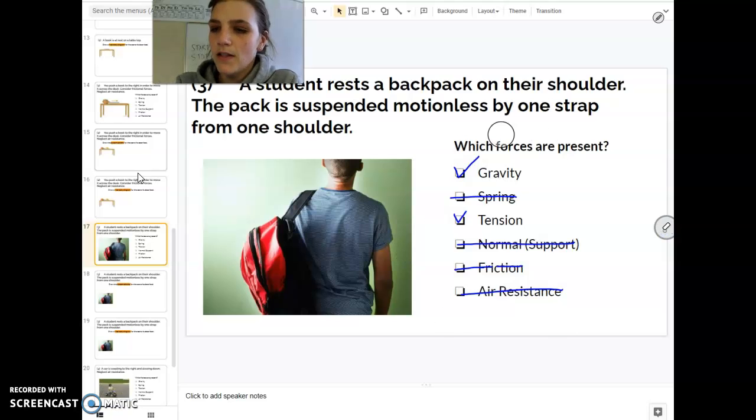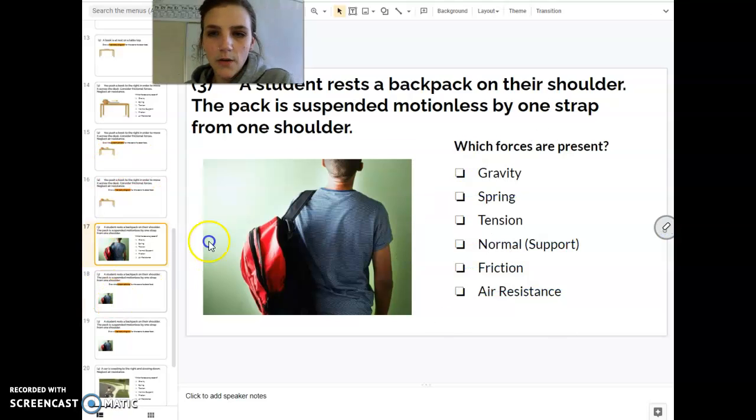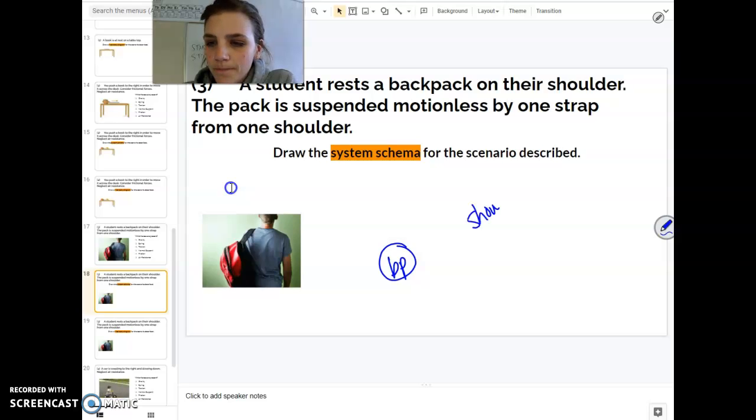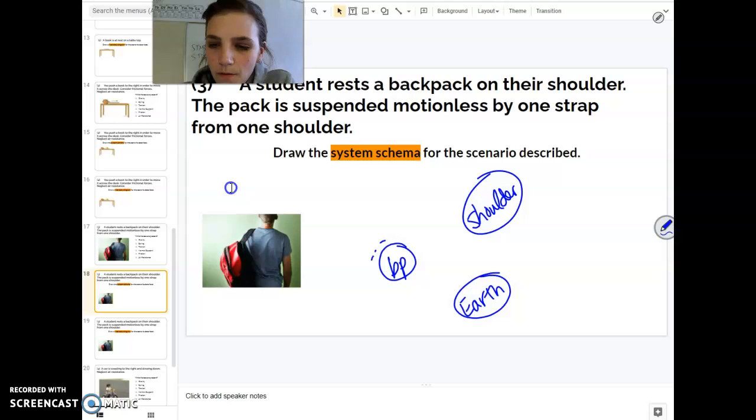So I'm going to erase this one. And let's go into drawing a system schema. So the objects that we have: a backpack, I'm just going to put BP for backpack. We have the shoulder. And of course, and always, we need to have the earth included in our system schema. Because we're focusing on the backpack, we're going to use a dotted line around it just to emphasize it.